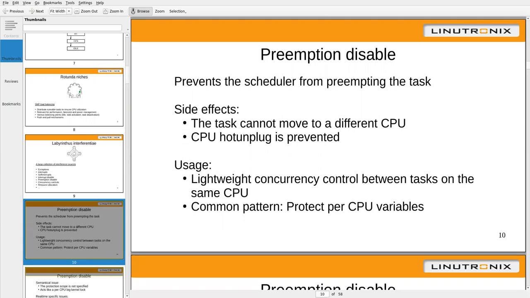But the usage is, it's a lightweight concurrency control between tasks on the same CPU, because it's just a counter which gets incremented and decremented when preemption is re-enabled. One of the common usage patterns is to protect access to per CPU variables. Per CPU variables are a concept in the Linux kernel where we keep information strictly per CPU, so that we avoid global data being accessed from multiple CPUs at the same time, which causes a lot of cache line bouncing and a lot of latencies in the hardware.